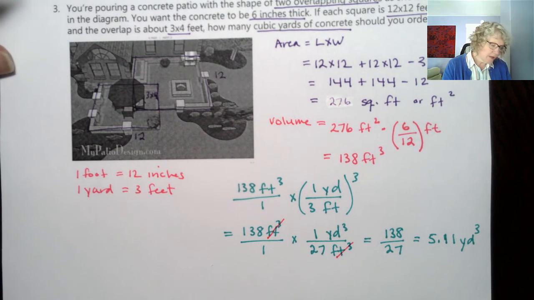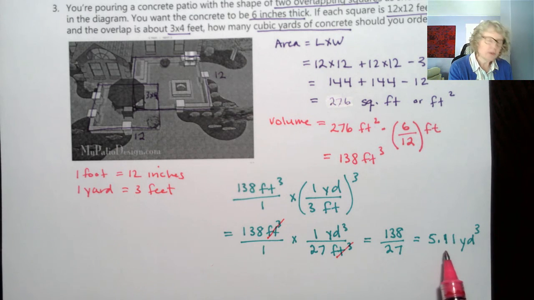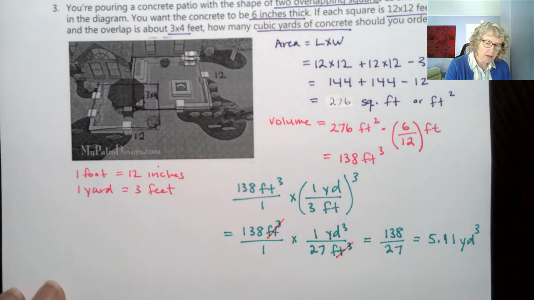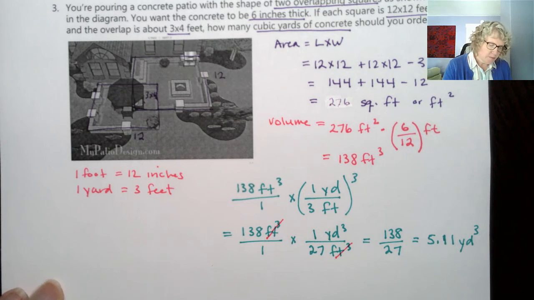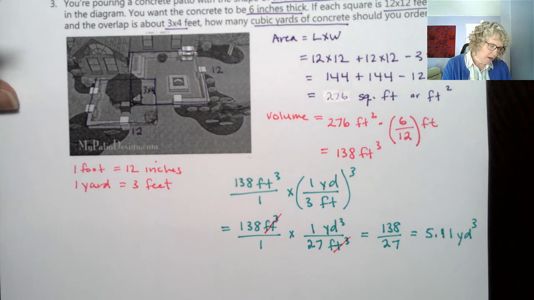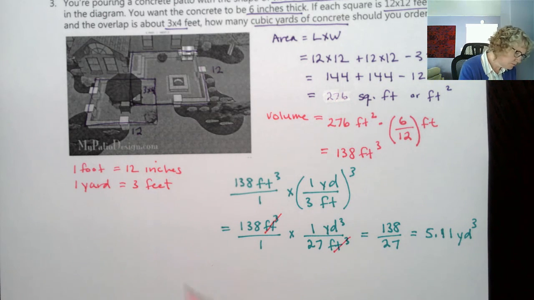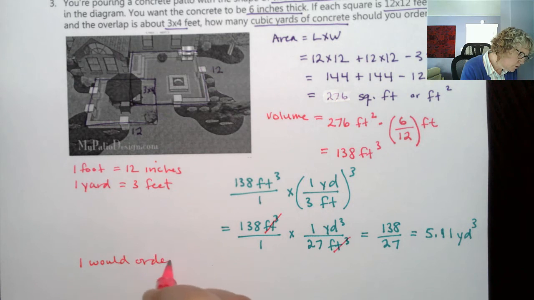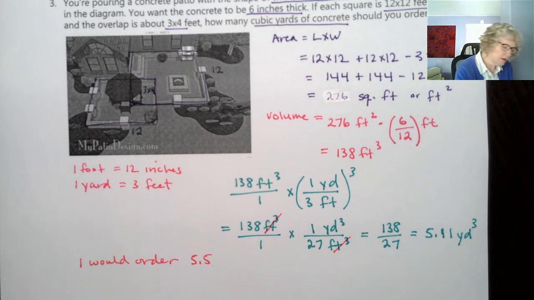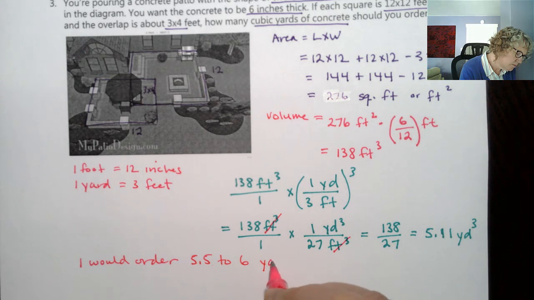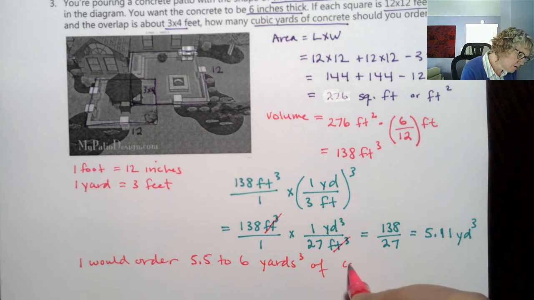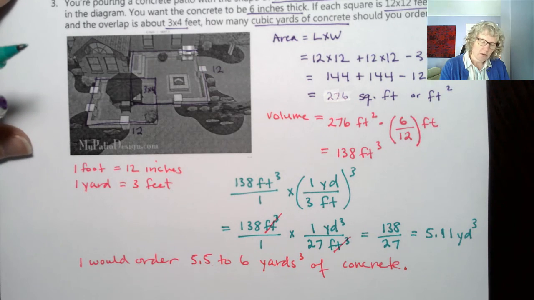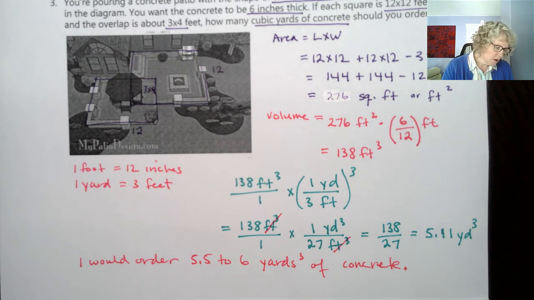Now it depends on what you can order, right? I doubt you can order 5.11 yards, plus you might want to add a little extra. Often in construction they add 10%. This might be an estimation anyway, so you might want to bump it up to 6, or maybe you can do a half a yard. I don't know exactly how that works, so you would want to call the concrete company and see how they do their orders. But I would order over 5 yards, say 5.5 probably at a minimum to 6 cubic yards, because that's what they mean by yards. That's just an abbreviation. I would order 5.5 to 6 yards of concrete. Cubic yards of concrete. Okay, great.